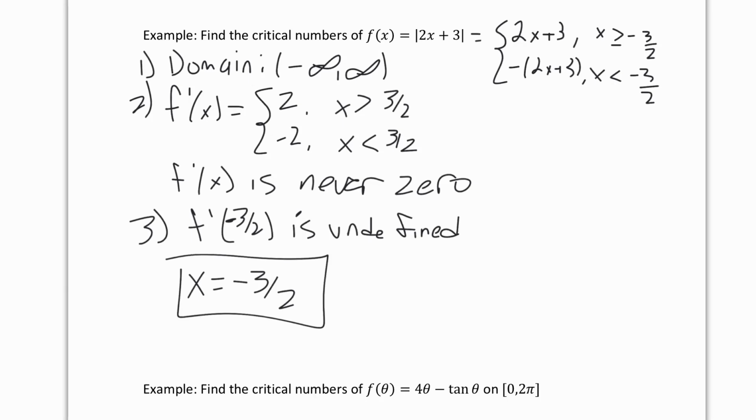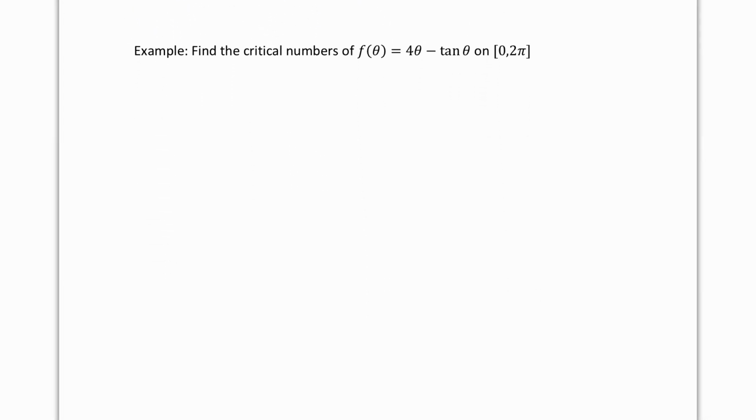So let's look at another example here, this time involving a trig function. So let's find the critical numbers of f(theta) equals 4 theta minus tan theta on the interval 0 to 2 pi. So step 1, we've got to look for that domain.